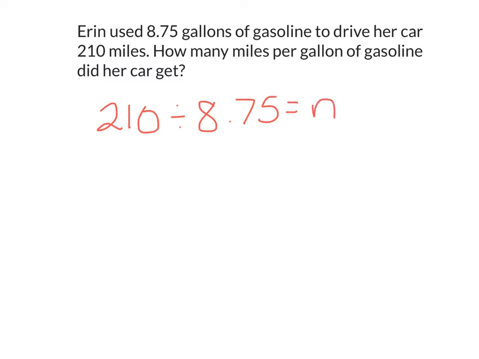So we're going to first estimate our answer by using front-end estimation. Remember, with front-end estimation, we're just using the first non-zero digit in each number. So in 210, that would be the 2, and then we'd make the rest zeros. So that would be 200 divided by 8 equals 25. So our answer should be about 25.